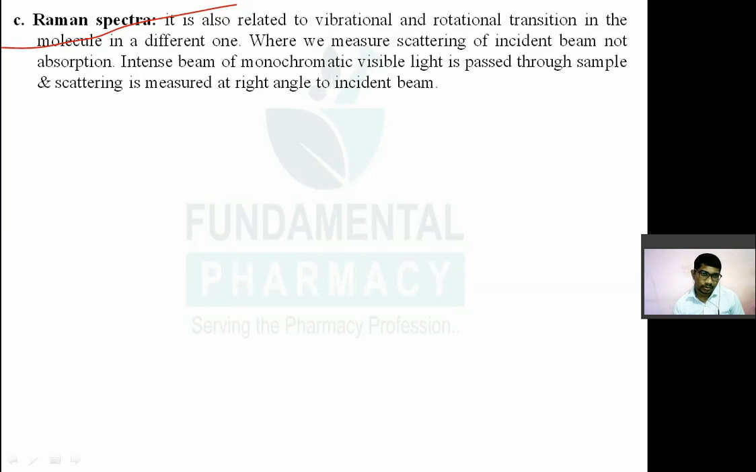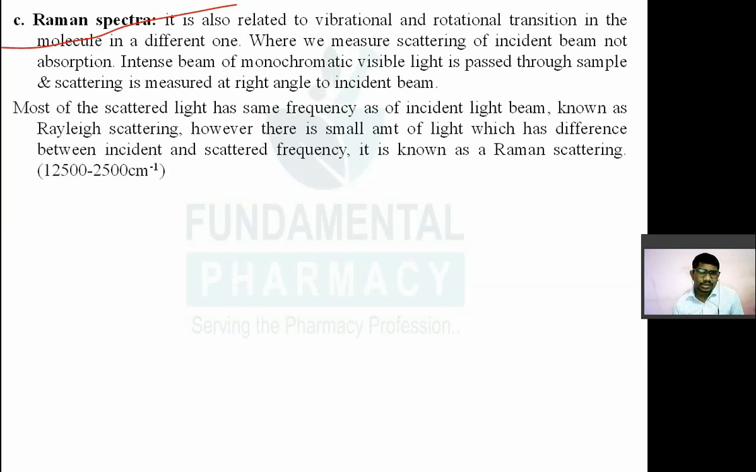Okay. जस्ट इंट्रोडक्शन. रमन स्पेक्ट्रोस्कोपी के ऊपर पूरा चैप्टर आता है. ठीक है, यूवी के ऊपर पूरा चैप्टर आता है, आईआर के ऊपर पूरा चैप्टर आता है. Most of the scattered light in the Raman will have the same frequency. Most of the scattered light from the incident light will have the same frequency, known as Rayleigh scattering. However, a small amount of light which has a difference between incident and scattered frequency is known as Raman scattering.